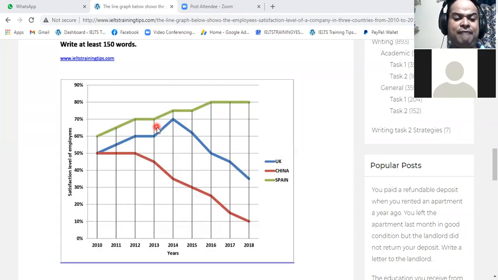So let's look everywhere. These are the years 2010 to 2018. These are the countries: UK, China, and Spain. And this is the satisfaction level of employees. It was almost from 50 to 60% in 2010, and it went very differently over the next 8 years. Okay, so this is what we can see here.